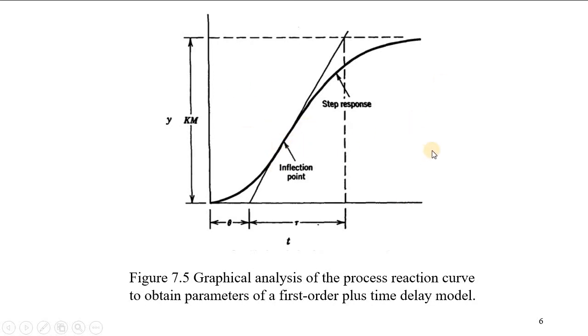So considering that this is the inflection point that I have here, I have two intercepts. This is my first intercept, and this is the second intercept value. Between these two intercepted values, I have tau. And if you remember, the t is the 63 percent t. So that is tau, and that is theta.